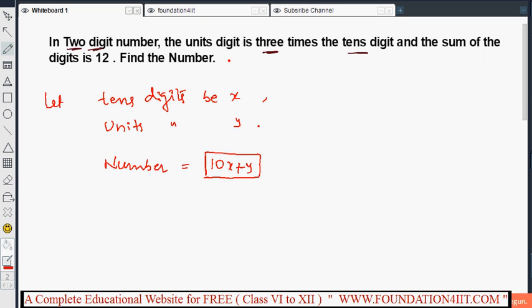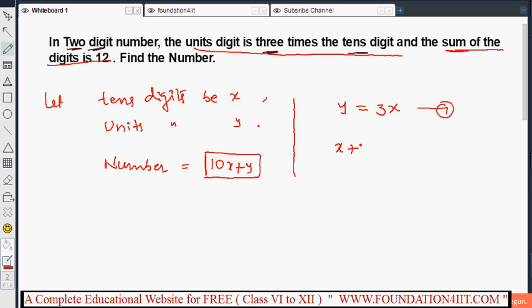But the condition: units digit is 3 times the tens digit. So units digit is y. So from the condition, units digit is 3 times the tens digit, that is x. So y equals 3x. This is one equation. And sum is nothing but addition. So the sum of the digits is 12. The sum of x and y, both digits, tens and units, is 12. So these two, if we solve, we'll get x and y values separately.